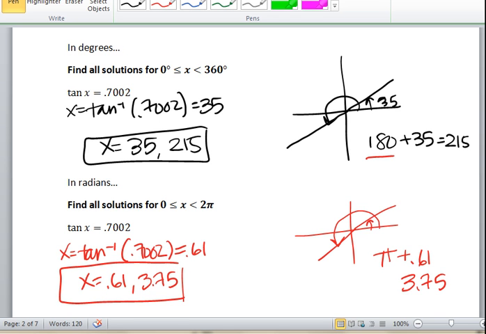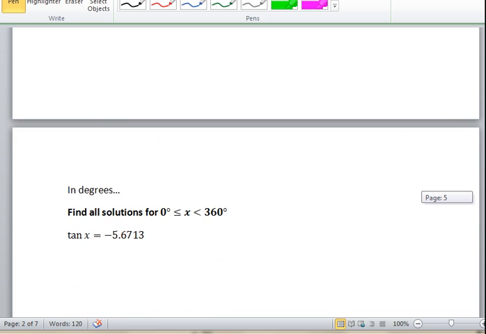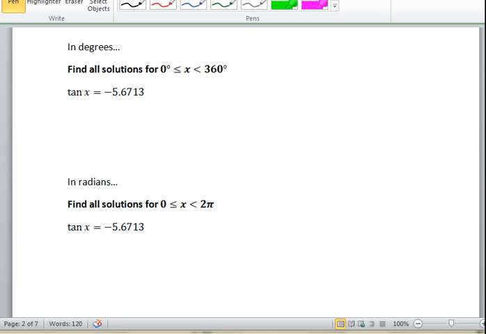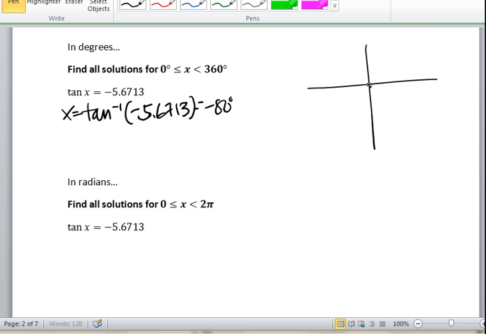And of course, this wouldn't be complete if we didn't do a negative value for tangent, okay? Because like sine, you're going to have to find a positive coterminal angle here. So x is equal to inverse tan of negative 5.6713, and my calculator tells me that that is negative 80 degrees. So where's negative 80? That's down here in quadrant 4, right? That's negative 80.